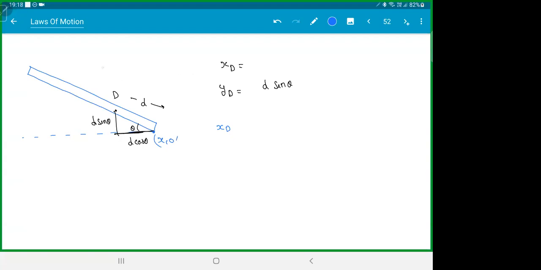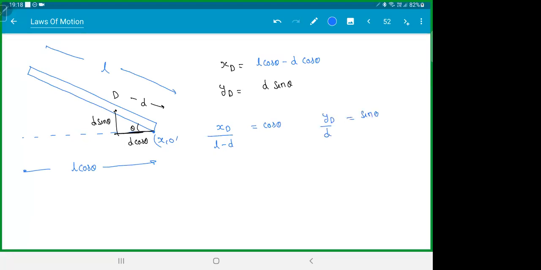Actually, I can find the x also, no? This whole length is L, so this x is actually L cos theta. So this would be L cos theta minus d cos theta. So x_D by (L minus d) would be cos theta, and y_D by d will be sin theta. Square them and add them. We get x_D squared by (L minus d) whole squared plus y_D squared by d squared is equal to 1.